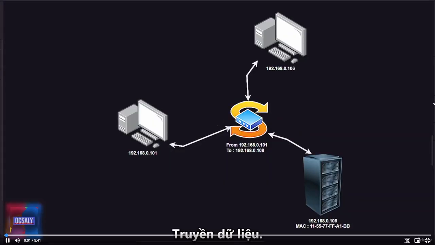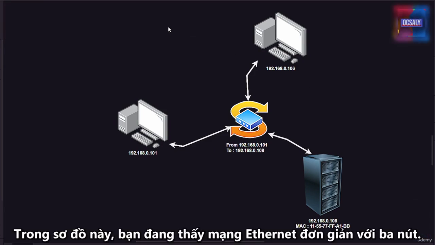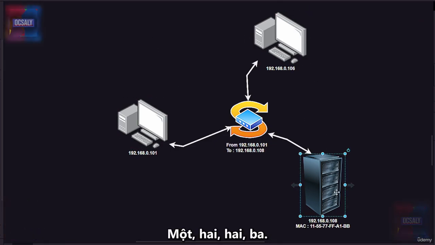Data transmission. Let's briefly look at how data is transferred from one node to another using the IP data encapsulation model. In this diagram, you are seeing a simple Ethernet network with the 3 nodes: 1, 2, 3.